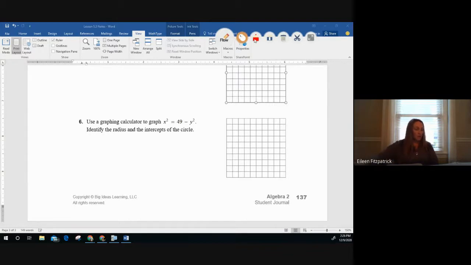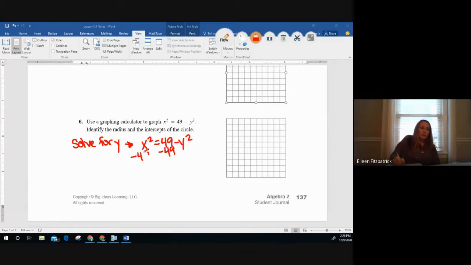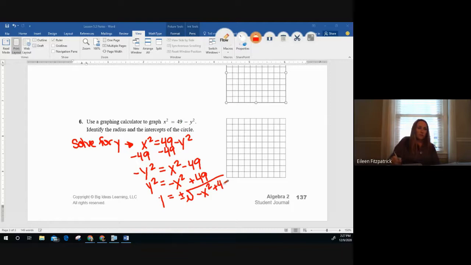All right, so same thing, we want to solve for y so that we can plug this in our graphing calculator. So x squared equals 49 minus y squared. Solving for y, let's subtract 49 from both sides to start. So I have negative y squared equals x squared minus 49. Now I'm going to divide everything by a negative. So y squared equals negative x squared plus 49. Now I'm going to take the square root of both sides. So y equals plus or minus the square root of negative x squared plus 49.